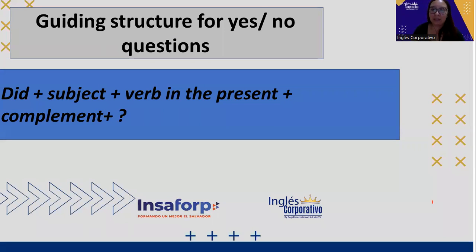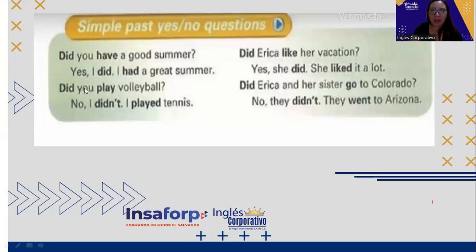¿Fuiste a tal parte? Did you go over here? ¿Ok? ¿Hiciste tal cosa? Did you do this? Right? So, siempre que sea pregunta de sí o no, voy a iniciar con el auxiliary did. ¿Ok? And we have examples here. I'm gonna need 4 volunteers. ¿Ok? Cada uno va a leer la pregunta con su respuesta y hay 4 en total. So, we can go with that.